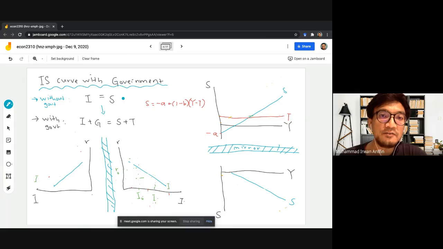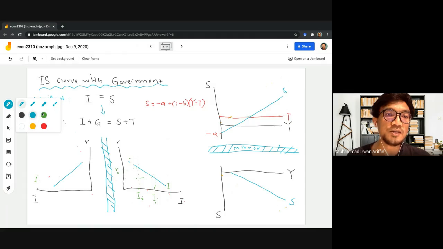Now, as we add government into the model, our injection component would now have this government expenditure, which must be equal to the total leakage with this additional component of tax in the model. So now the product market would be in equilibrium if we have total injections equal to total leakages: investment plus government expenditure equals saving plus tax. Now let's see how this will be reflected in our model.